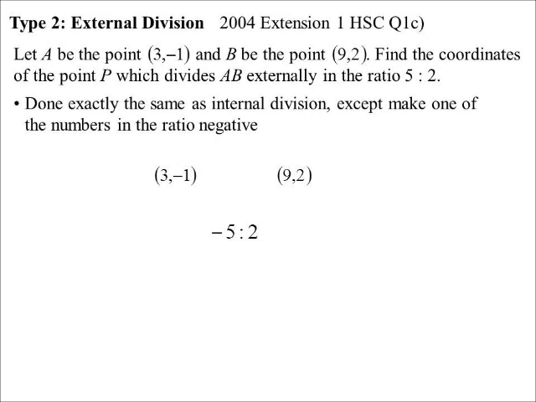Write down the ratio, but here's where the difference is. I make one of those numbers negative. Now, it doesn't matter which one. I chose the 5 just because it was the first number, but I could have just as easily made the 2 negative. Draw in my cross, work out my point. So, bottom of the fraction, minus 5 plus 2 is negative 3.